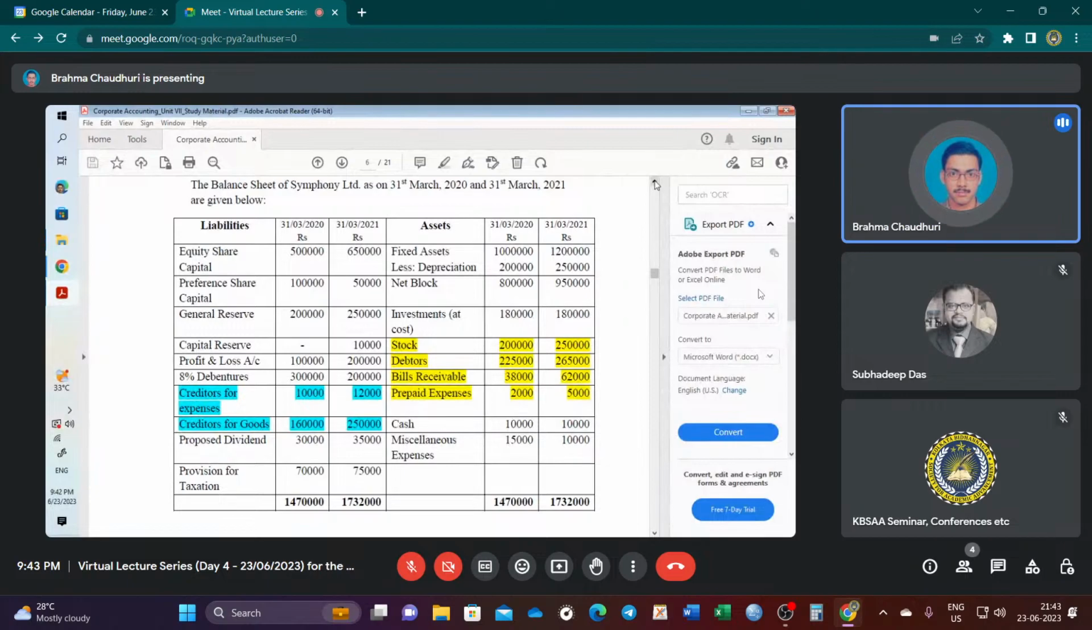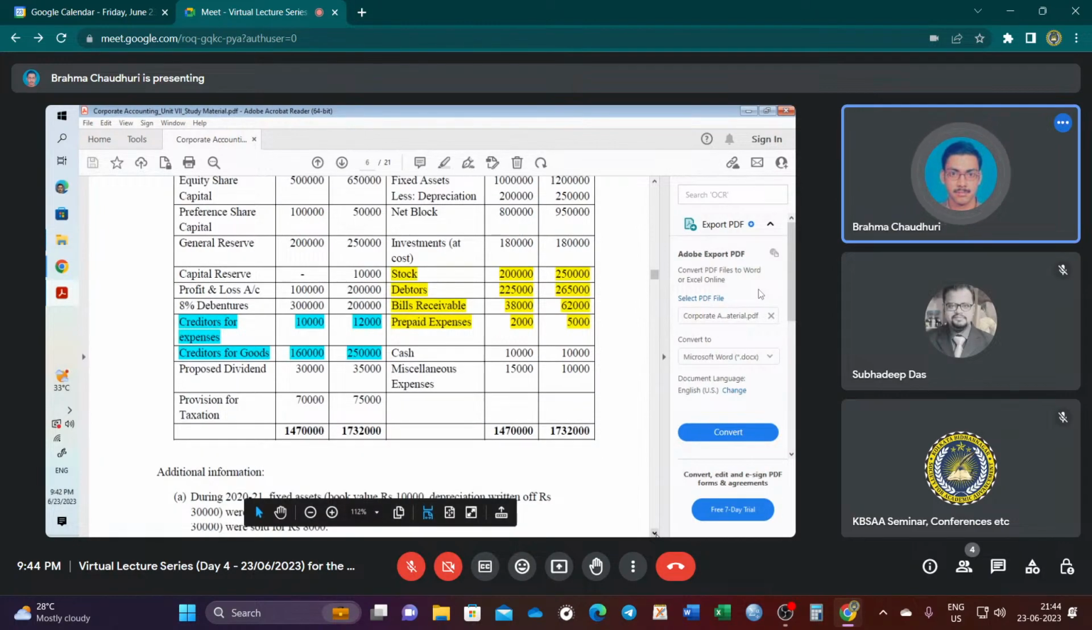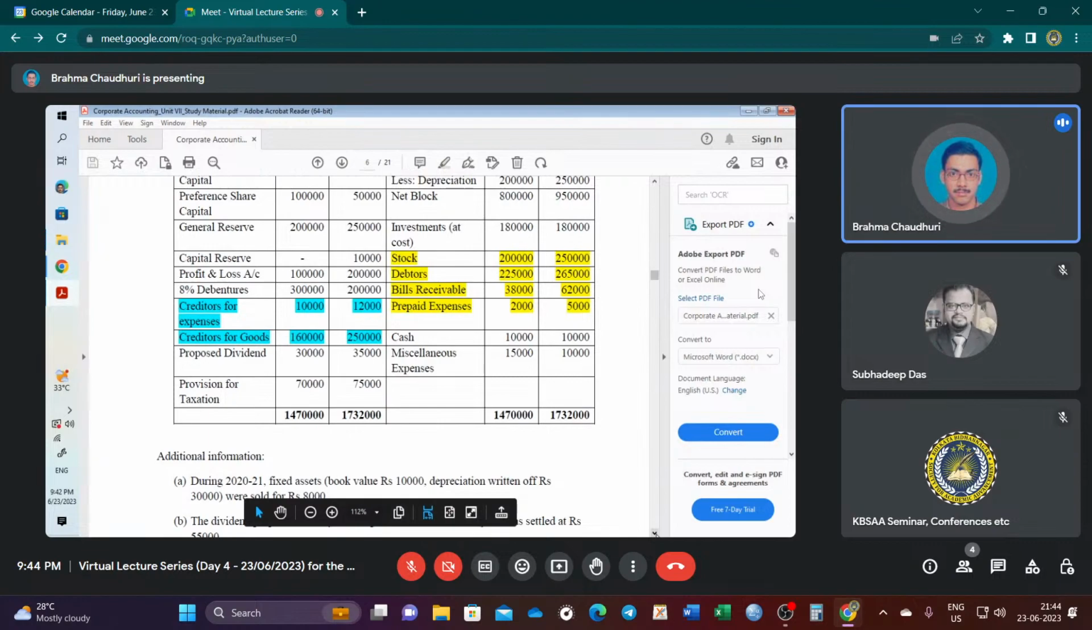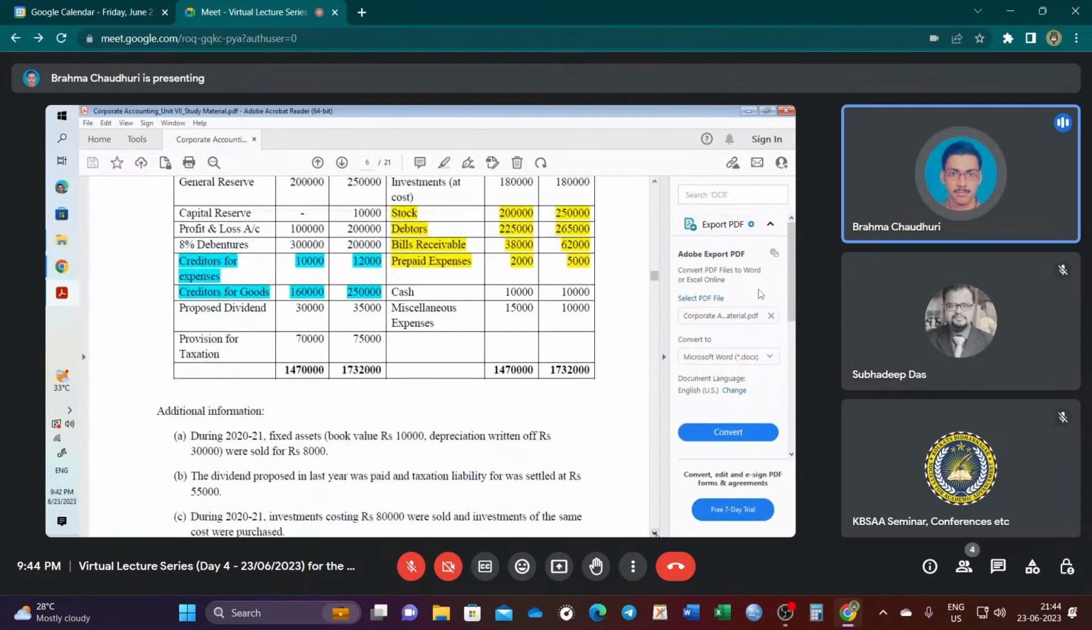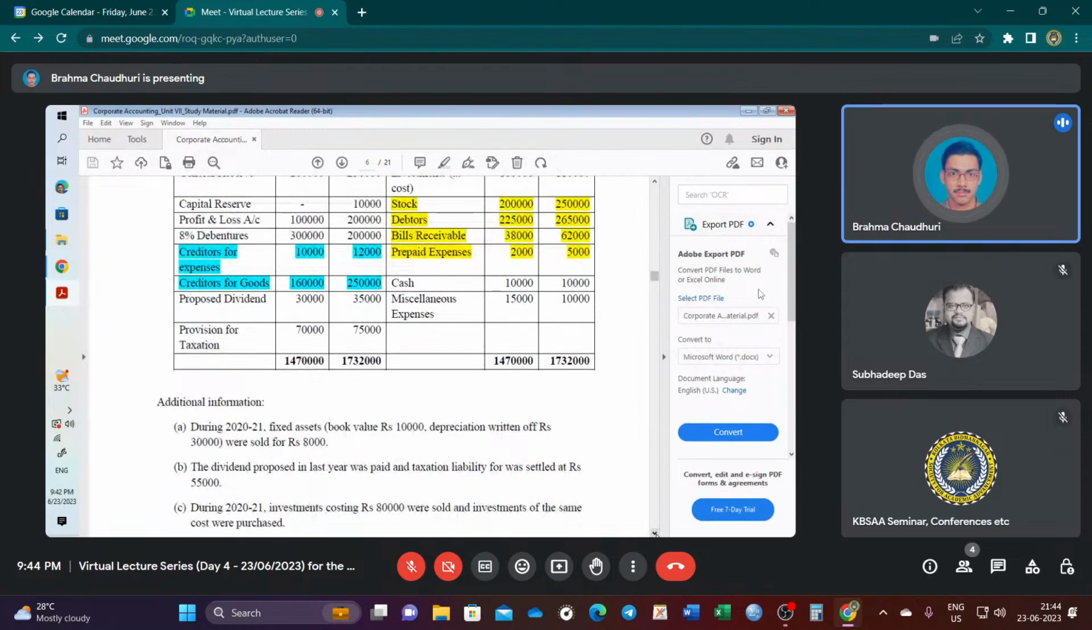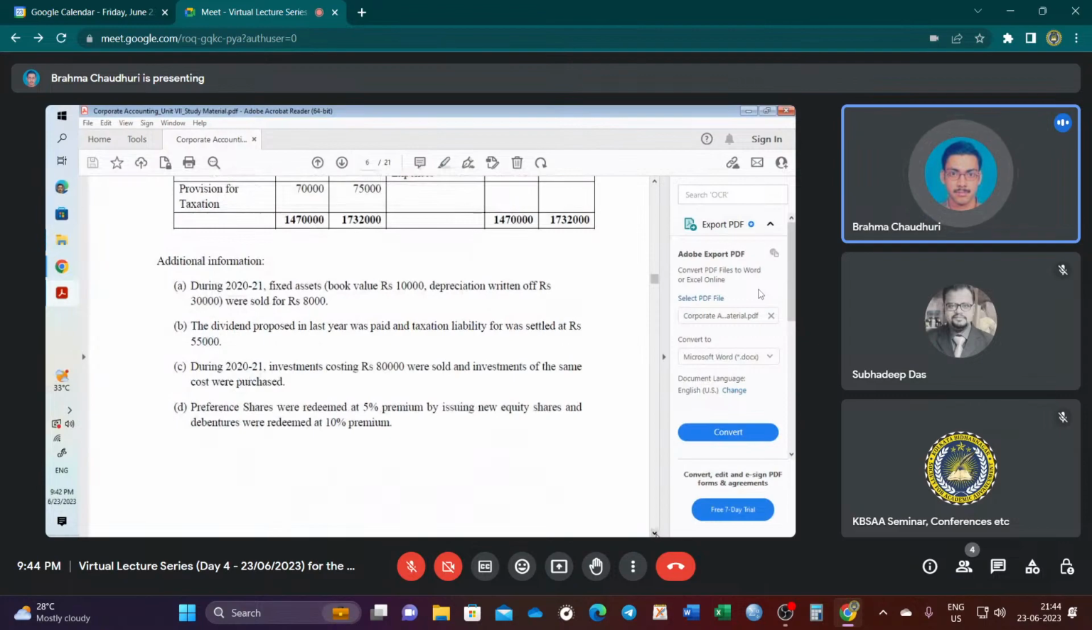So this particular problem is actually a comprehensive problem which has all different aspects. That means there is a change in the current assets, current liabilities, and the impact of that will be shown in the cash flow statement. Then there is also certain sale or disposal of fixed assets. There is the provision of taxation liability, proposed dividend payment. All these are also taken into consideration in this particular problem.